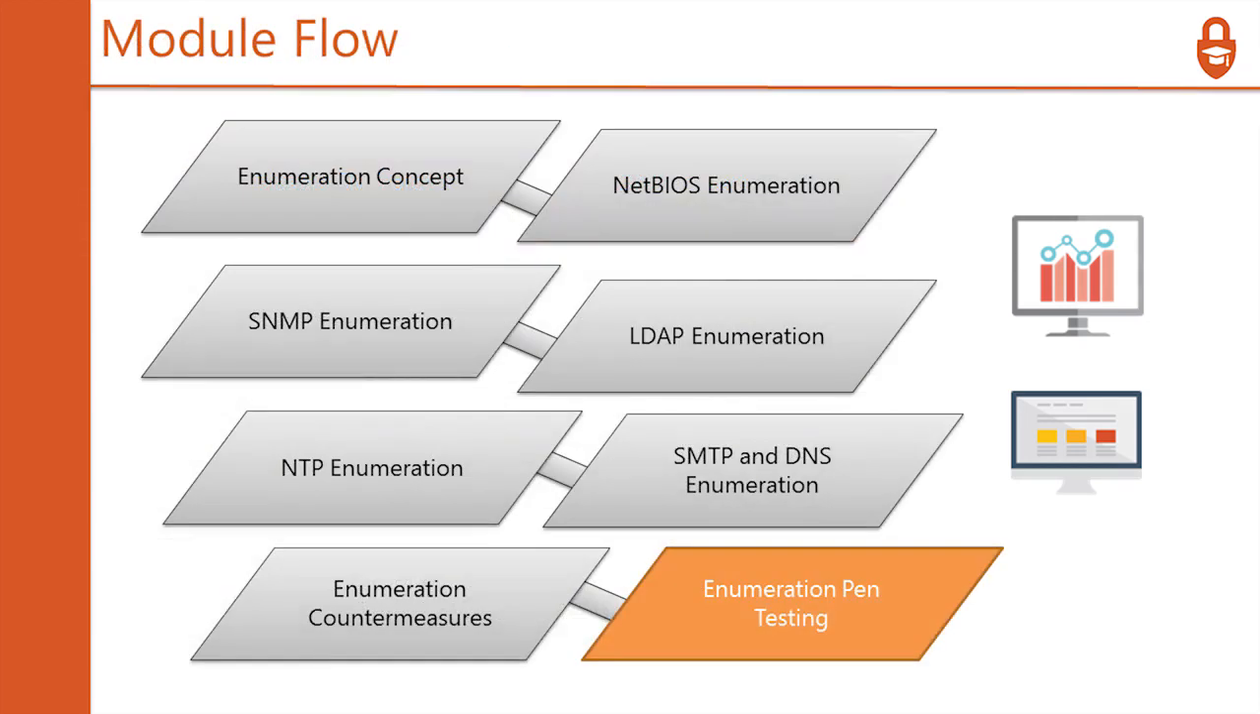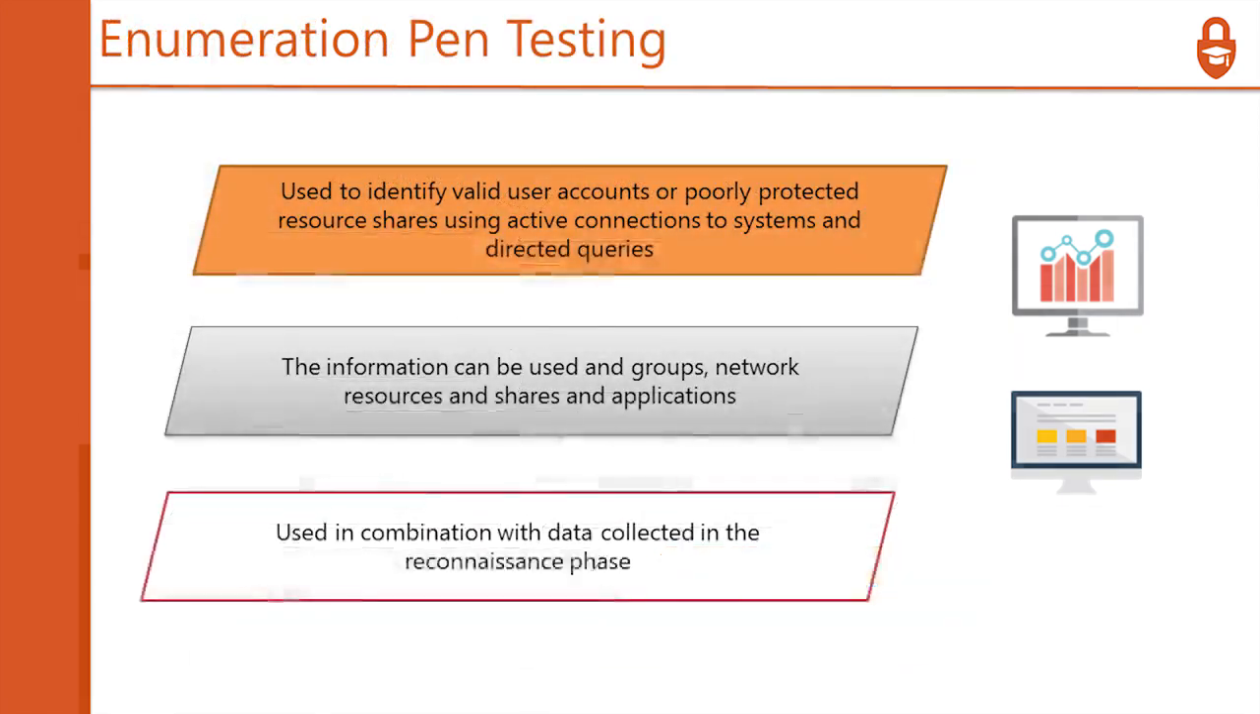And then enumeration pen testing is used to identify valid user accounts of poorly protected resource shares using active connections to systems and directed queries. The information can be users and groups, network resources and shares, and applications. It's used in combination with data collected in the reconnaissance phase. So not much interesting to say there.